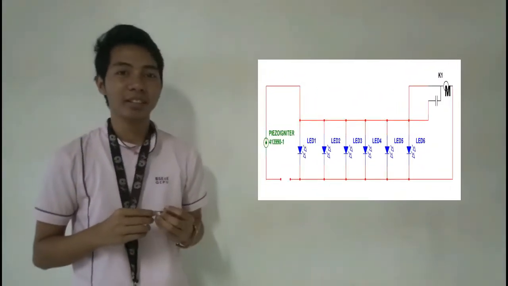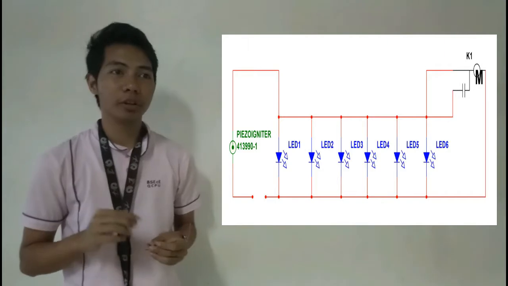So let's get started. This is our circuit diagram. Using this piezoelectric igniter, we are going to show you that an LED in parallel blinks in a short period of time. So what is piezo? Piezo is a Greek word meaning pressure.